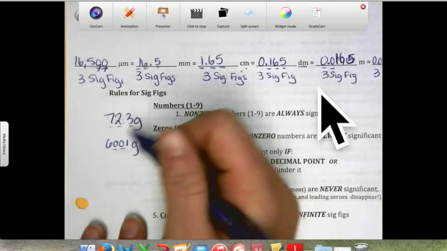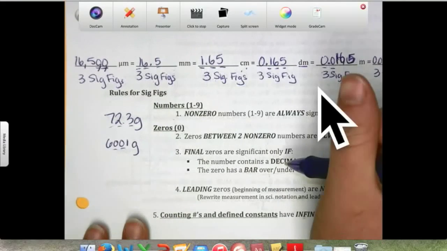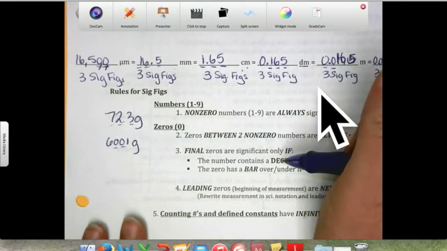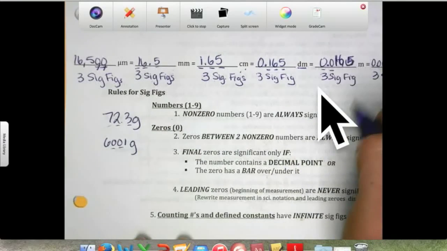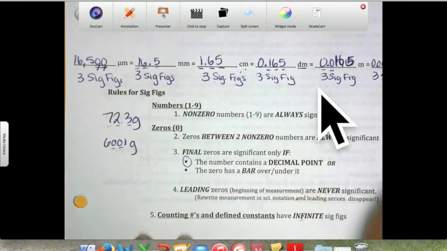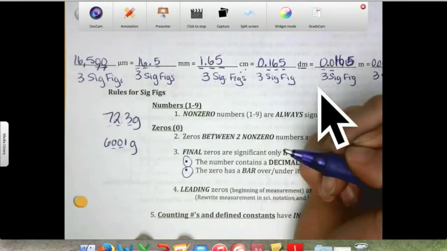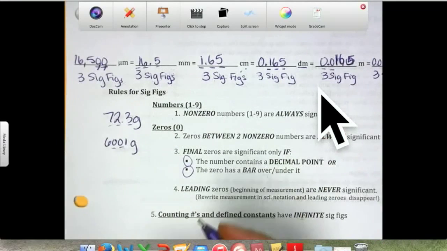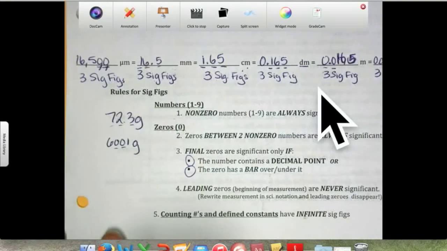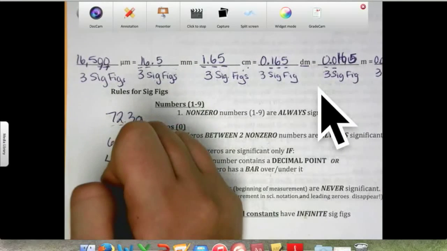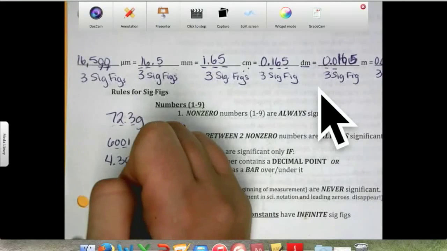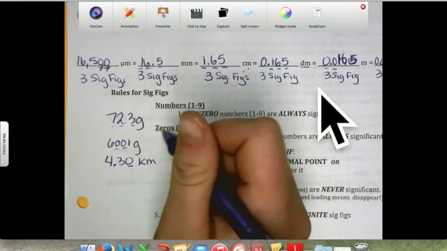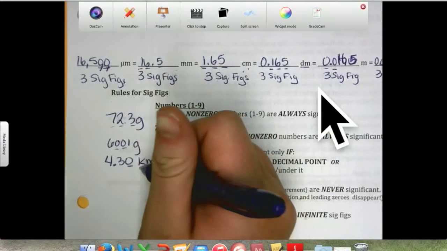Number 3 says final zeros are significant only if the number contains a decimal point or the 0 has a bar over or under it. Now this is really important to remember because this is where it gets tricky. For instance, if we're looking at 4.30 kilometers, this 0 becomes significant because if it wasn't significant, we wouldn't have to write it. All we would have to write is 4.3.